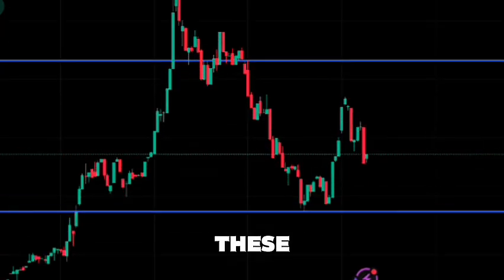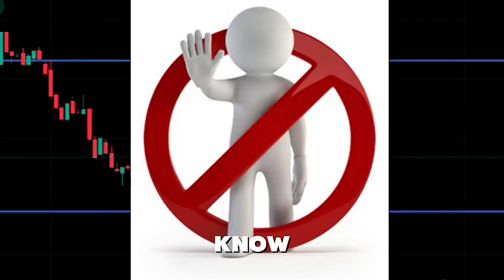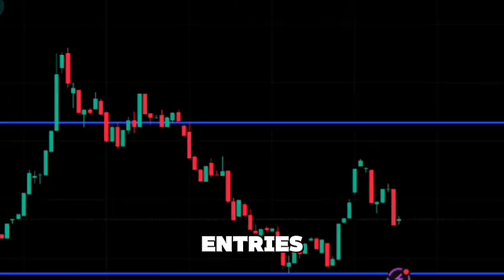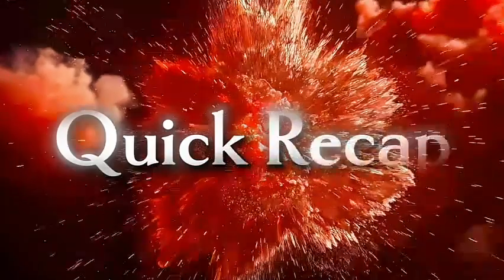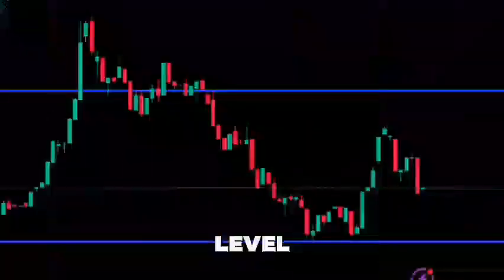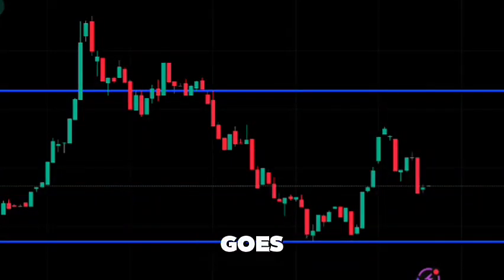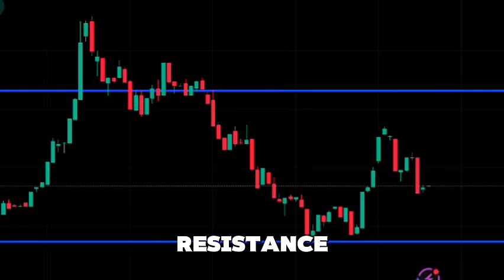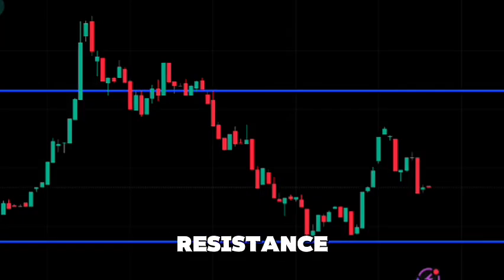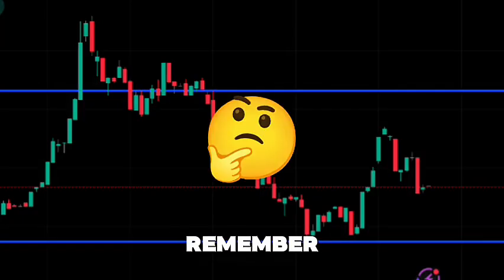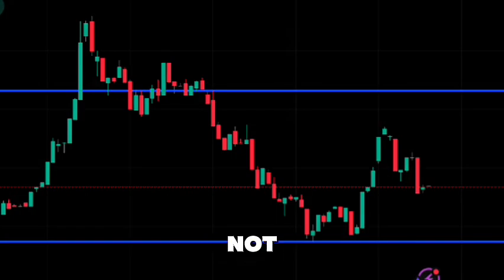Most beginners know these levels but they don't know how to take entries. So in this video I will make it very simple. Support is a level where price usually goes up and resistance is a level where price usually goes down. Okay? Resistance is opposite of support. But remember, these levels are not exit lines, they are zones.